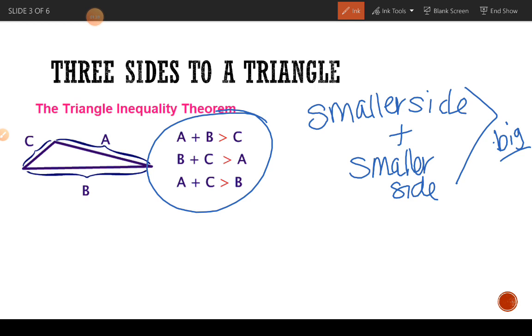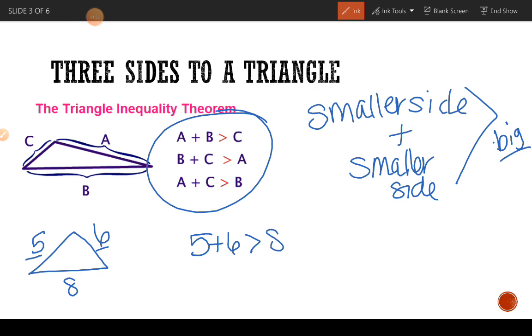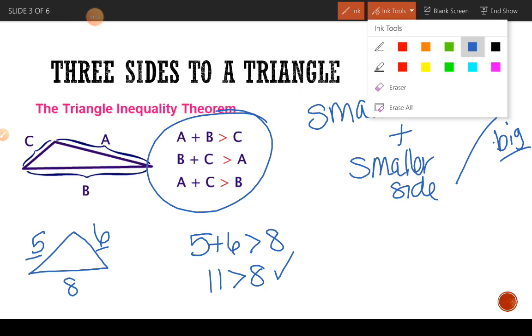So that would be something like this. We have a triangle here. We have 5, 6, and 8. My two smaller sides are 5 and 6, so we would take 5 plus 6, and it has to be bigger than 8. Well, 5 plus 6 is 11, so that means that this can be a triangle.